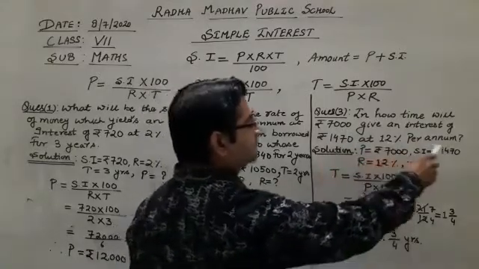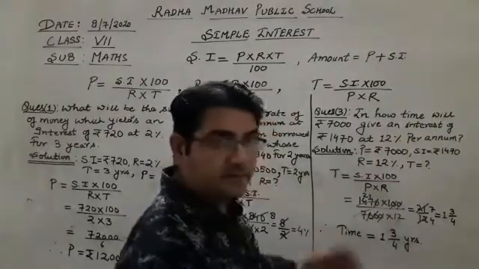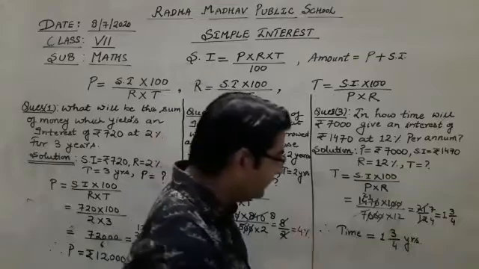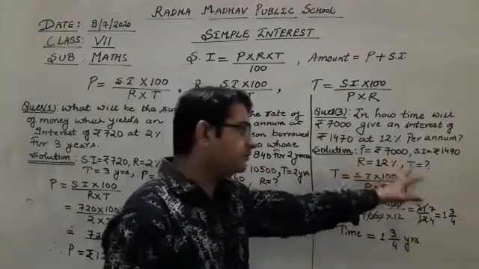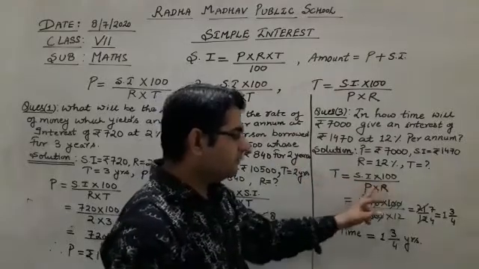Now question number 3: In how much time will rupees 7,000 give an interest of rupees 1,470 at 12% per annum? Now the principal is 7,000 rupees, SI, that is simple interest, is 1,470, rate is 12%. We have to find out the time. The formula of time is T = SI × 100 / (P × R).